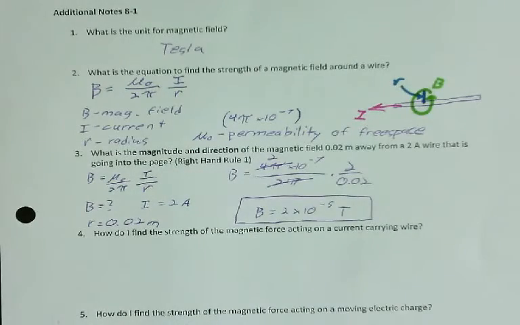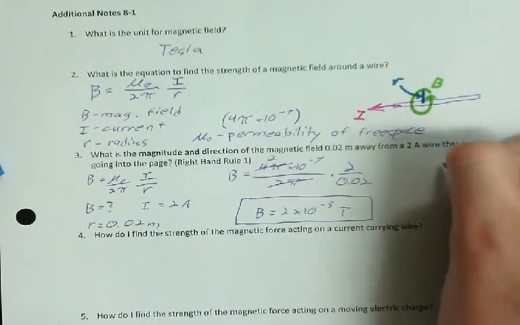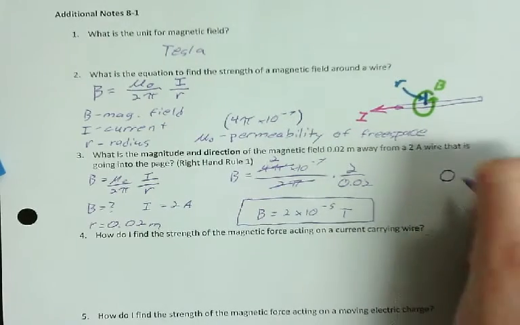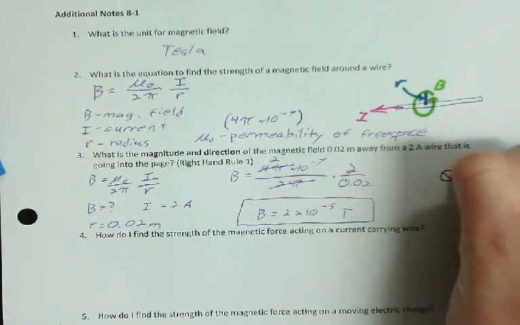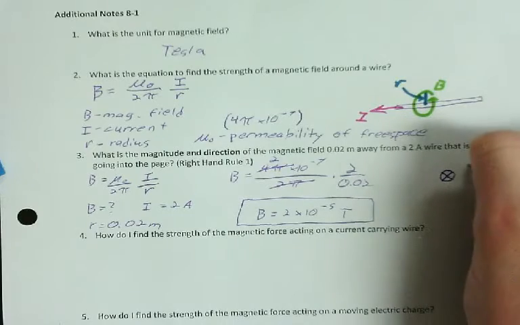Now you might be saying to yourself, hey, Mr. B, you told me to find the magnitude and the direction. I noticed you didn't find any direction there. Must mean that I don't have to do it. No, we need to do it. So, a wire going into the page. I'm going to draw a circle for the wire. Into the page is an X. By the way, out of the page is a dot.